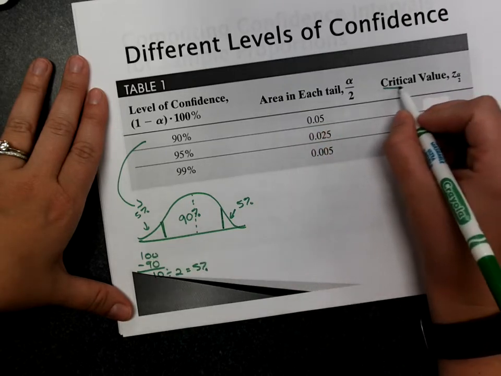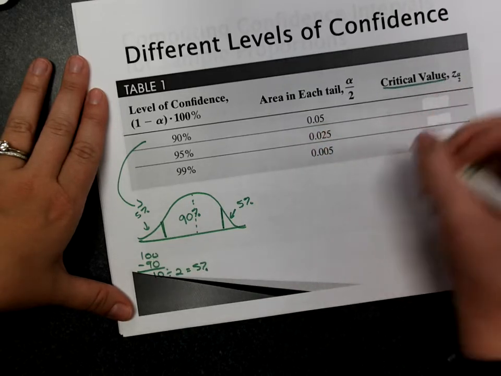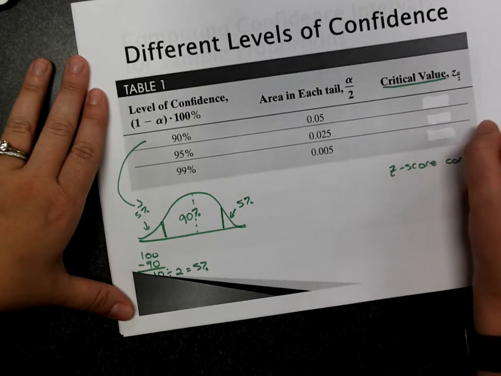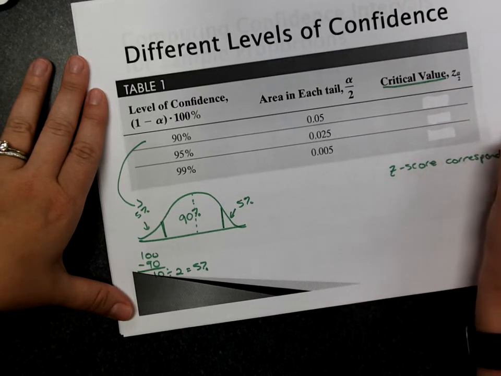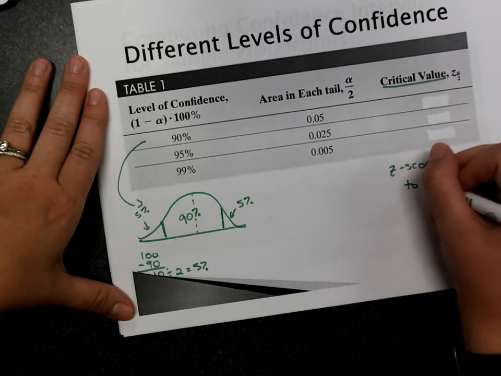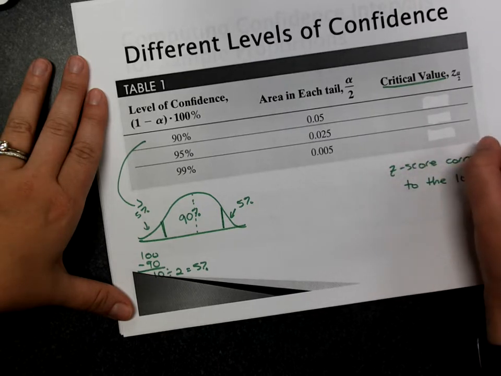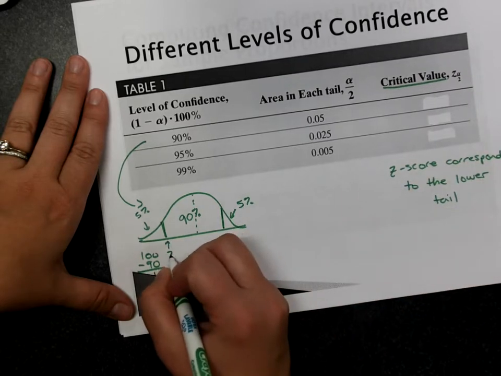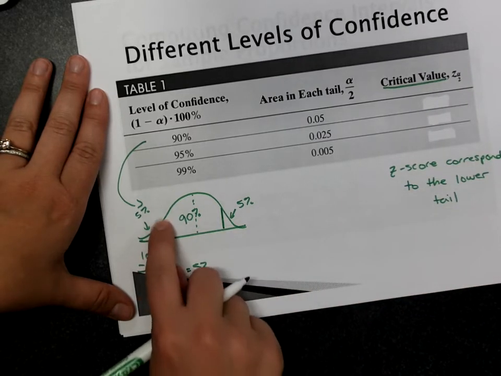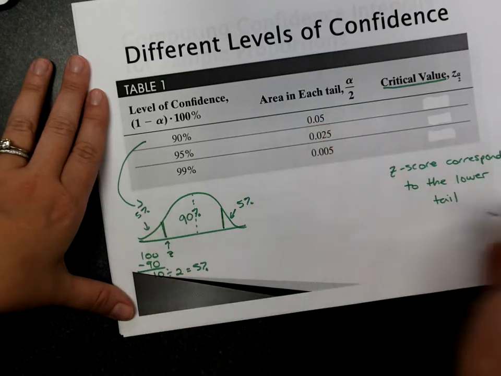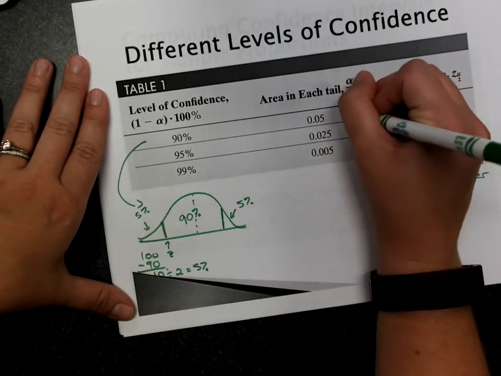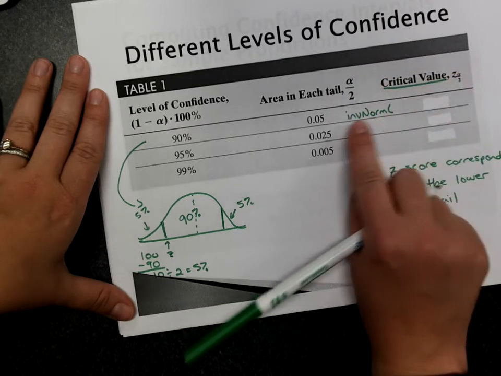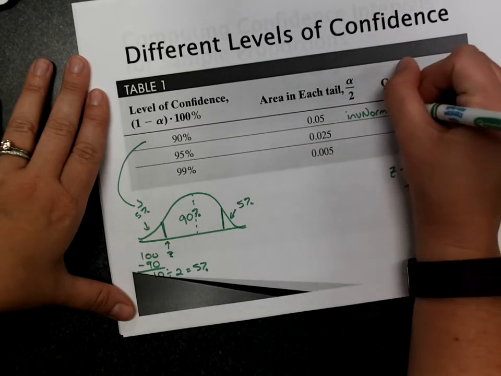To get what they call a critical value, we're actually looking for the z-score corresponding to the lower tail. I'm actually looking for the z-score right here, right where 90% stops on the lower tail. So what I'm going to do in the calculator is do inverse normal, which we did back in chapter 7, of 0.05.